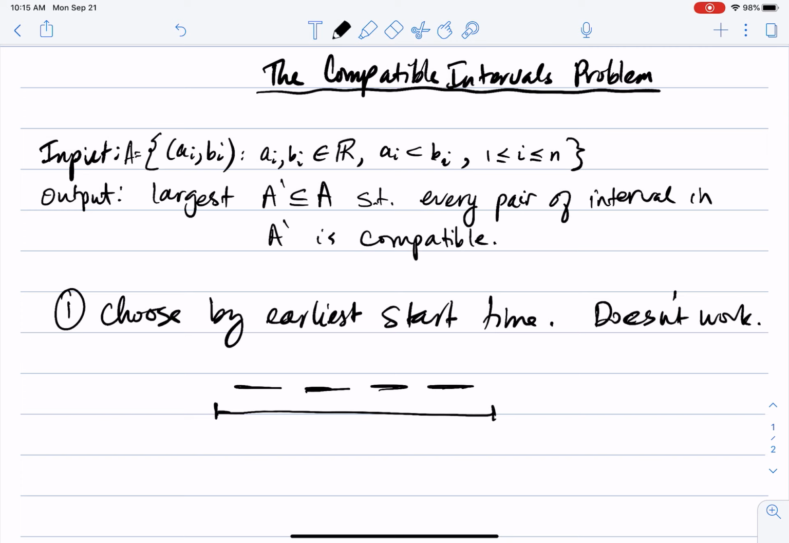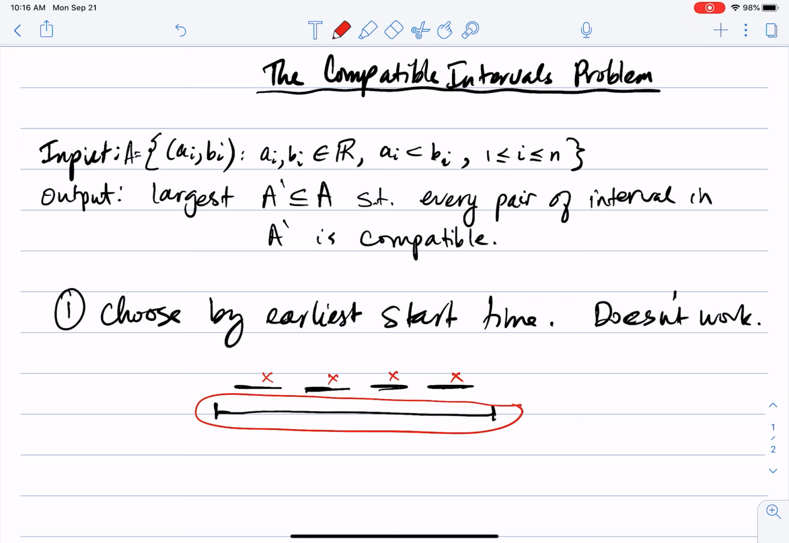As you can see here, the way I drew it, I made that interval very, very long so that it covers so many other intervals. Based on the earliest start time, I will choose this interval here. Once I choose this, I am done. I'm stuck because I cannot choose this, I cannot choose this, I cannot choose this. These intervals all overlap.